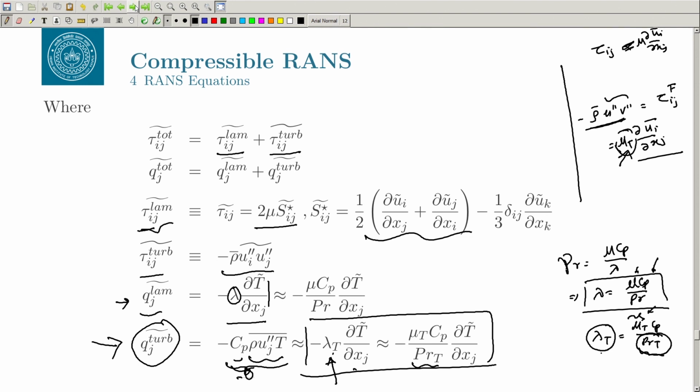So finally we have all our Favre-averaged equations for the compressible flow. We know what the terms are that need to be modeled, and now the question is how do we model them.